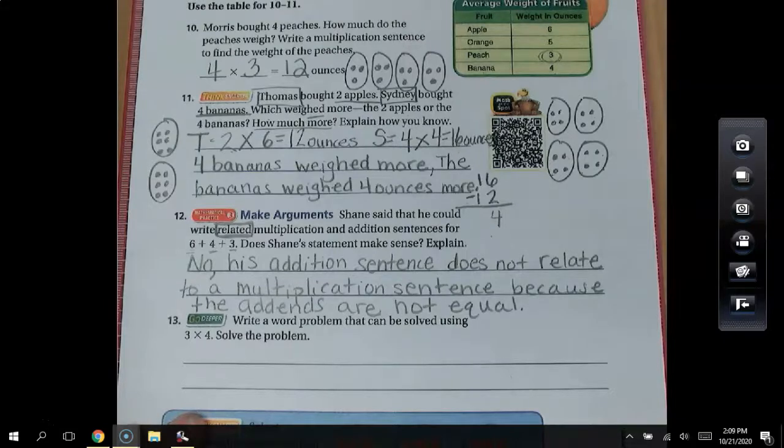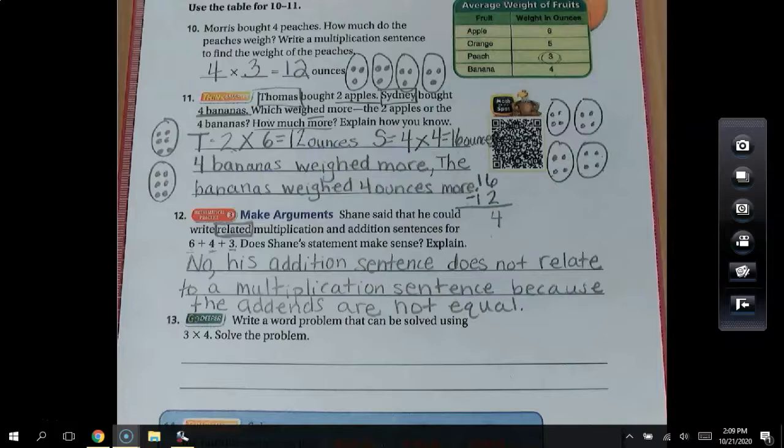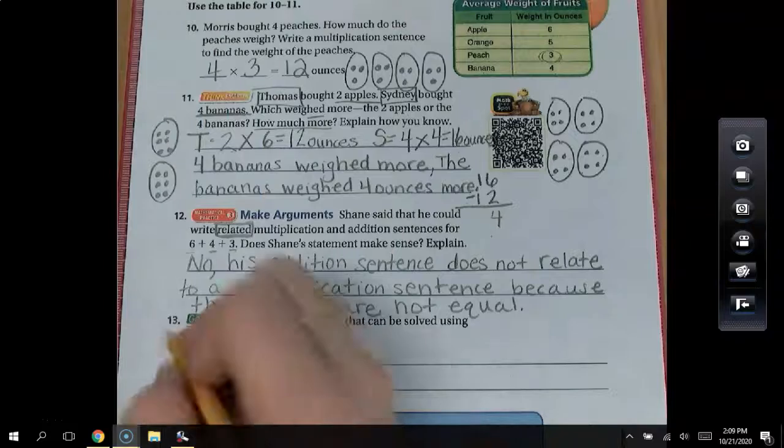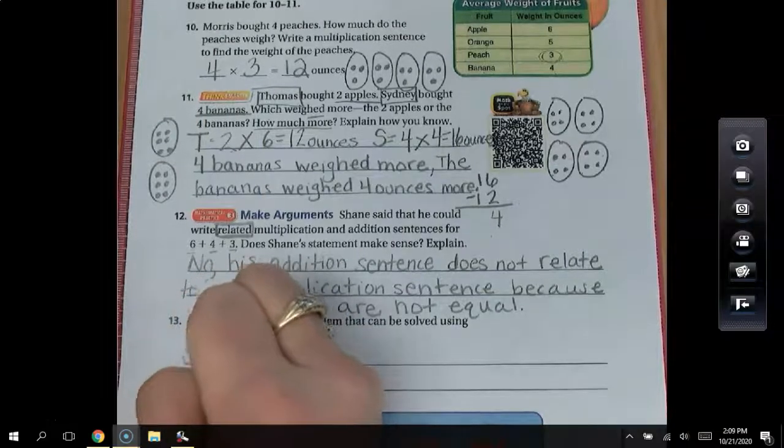Let's look at number 13. It says write a word problem that can be solved using 3 times 4. Solve the problem. So boys and girls, you can come up with any word problem you want to. Well, let's think of some. I see a lot of our word problems have names. So let's come up with a name. Let's say Sue. That's a short, easy name.